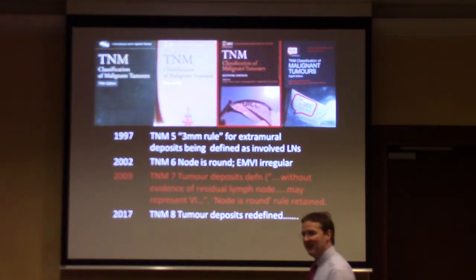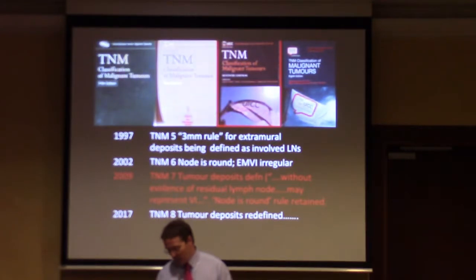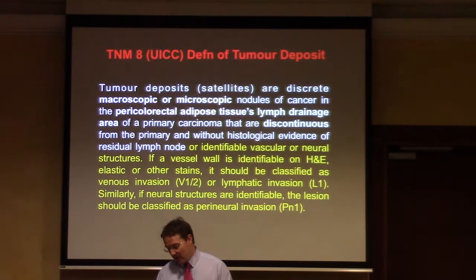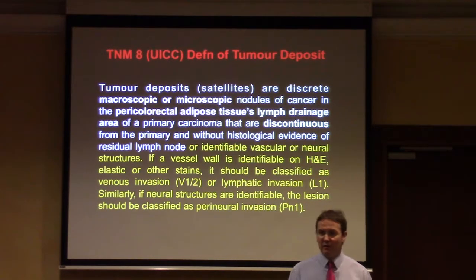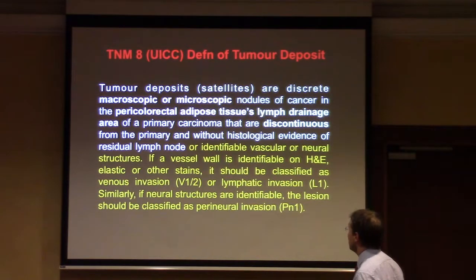Does that mean that you can call these things venous invasion if you see a wisp of a vein, or you can't? So that's the sort of thing that was clarified in the TNM8 definition, and that persuaded the powers that be, certainly in UK practice, to accept it. So the white bit is the TNM7 definition of tumour deposit, and then the yellow bit was added in TNM8. It's worth spending a bit of time digesting this slide, I think.